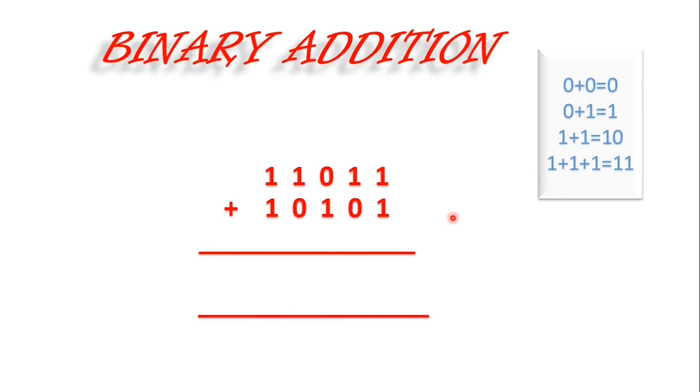Let us solve a simple example. So 1 plus 1 is 10, 0 plus 1 is 1, and 1 plus 1 is 10. 1 plus 0 is 1 and 1 plus 1 is 10. 0 plus 1 is 1 and 1 plus 1 is 10. And 1 plus 1 plus 1 is 11. So this is the answer that we get after adding the two binary numbers.